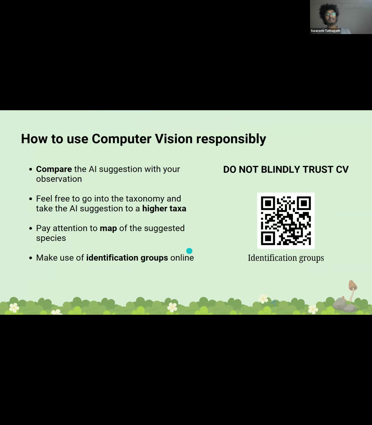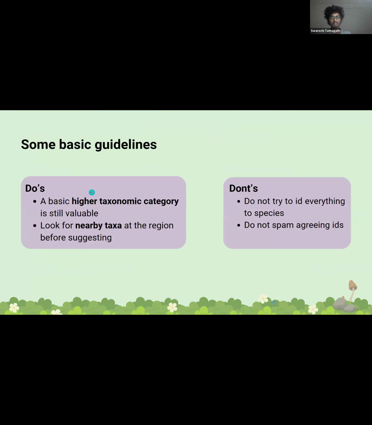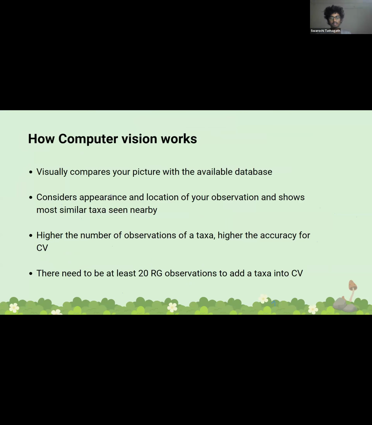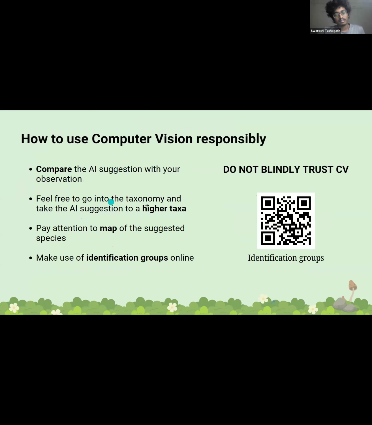Now, I said this as well. Compare the AI suggestion with your observation. Go to a higher taxa, go up that taxonomic hierarchy and look at the location. If the suggestion doesn't seem to be within India, just go higher in the taxonomic standpoint and just put that ID, and then wait for an identification or try to identify further somehow.